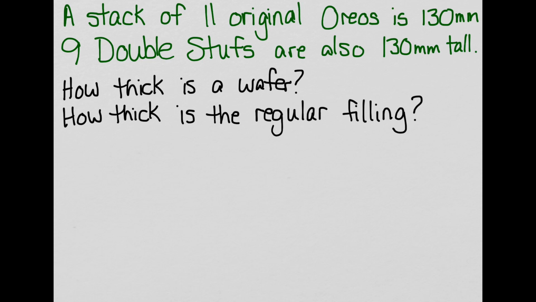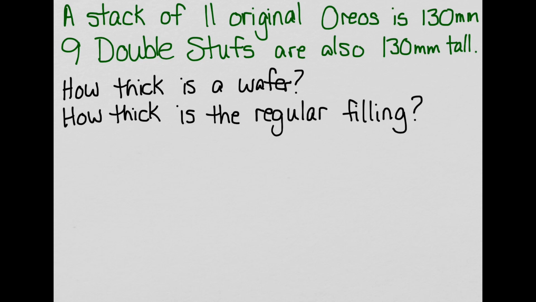Okay, last Oreo problem. This time we're talking about the thickness. We are measuring with a very precise ruler, and we have a stack of 11 original Oreos. It's 130 millimeters tall. Then we notice that if you stack 9 double stuffs, it's also exactly 130 millimeters tall. So that's interesting. We want to know, how thick is a wafer and how thick is regular filling? Could we figure that out?